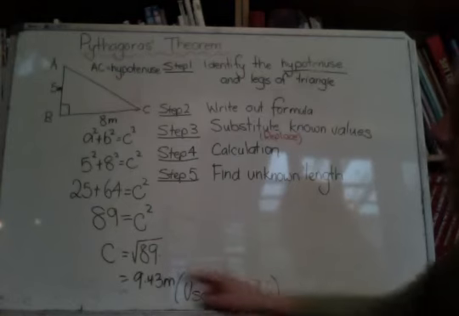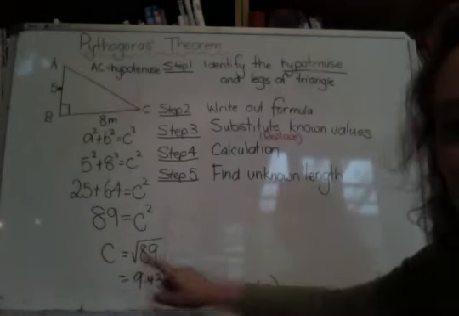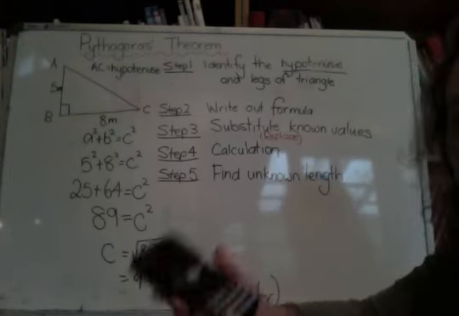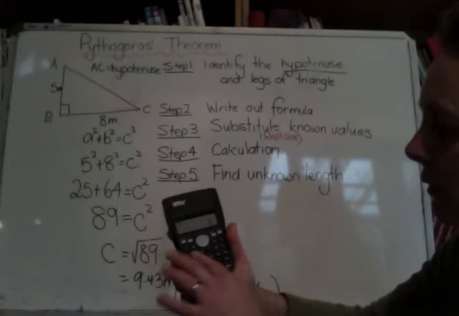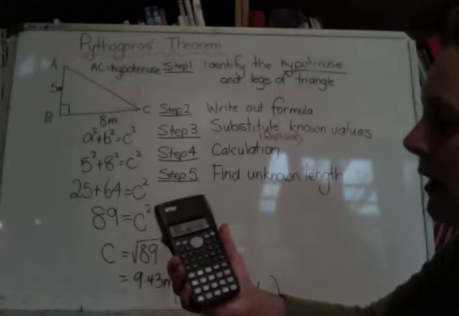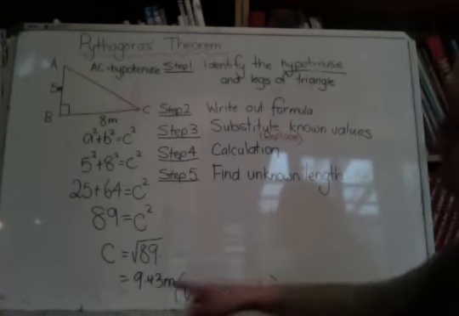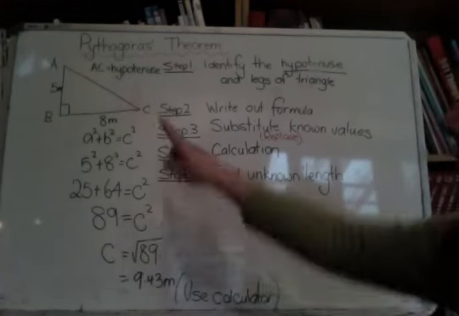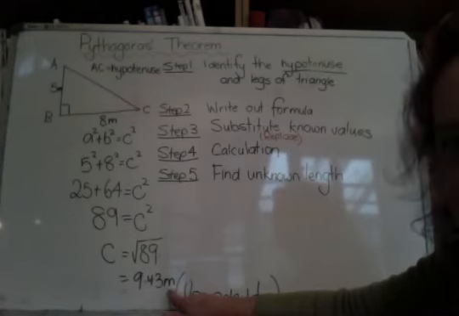So my next step is to say that therefore the hypotenuse is the square root of 89, at which point I grab my calculator, I type square root of 89, and the calculator gives me an answer. Okay, it's 9.43. And in this case, my original measurements were meters, so these are meters.